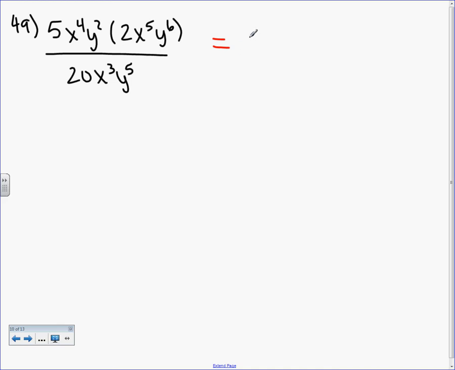So what is 5 times 2? 10. X to the 9. Y to the 8. Very good. It's still over 20x cubed y to the 5. Is everybody okay with that? Don't confuse the rules. If it's a normal number, do what you normally would. 10 over 20 reduces to 1/2. With the letters, x, 9 minus 3 is going to be 6, top or bottom? Top, right? Because the bigger one was up top. You try the y.